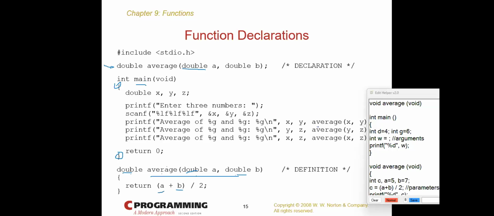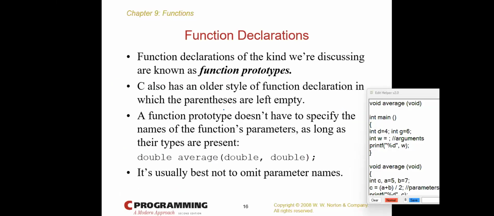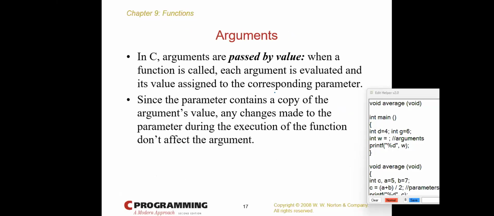Let's check. In main, we are calling average. The parameter is a, but here it is x. So you see, it doesn't matter. Here it is y, even though it is b here. It doesn't matter. The key thing that matters is that this x, is it type double? So we check. x is double, y is double. This is the part that matters. It's usually best not to omit the parameter names.